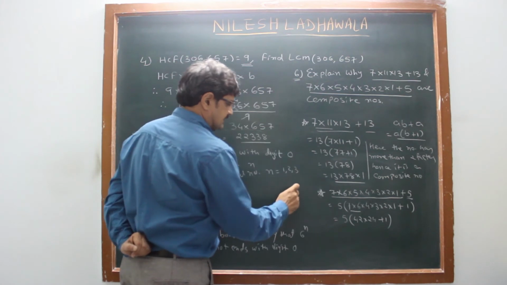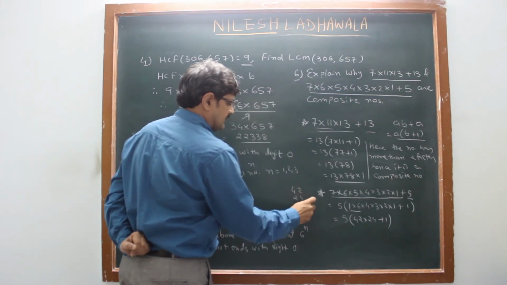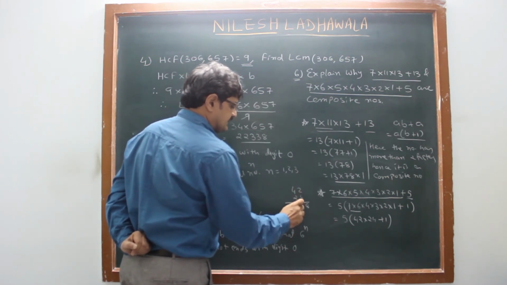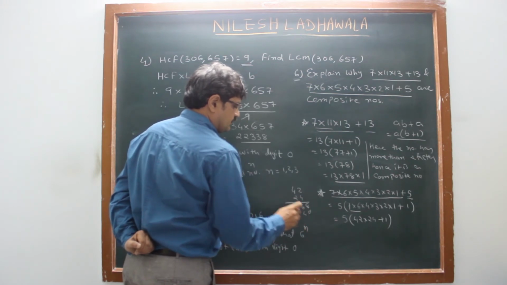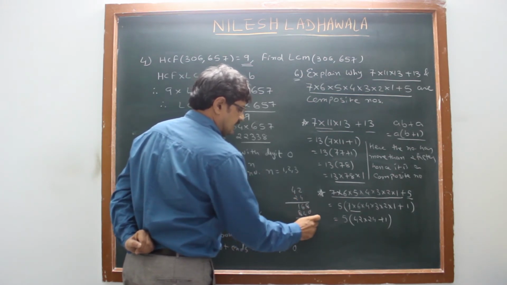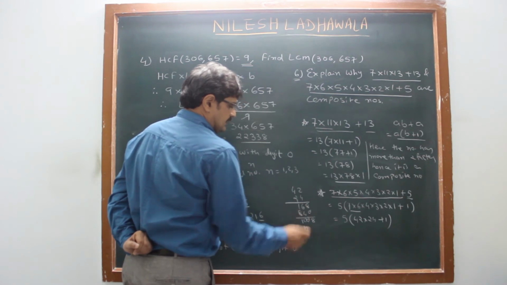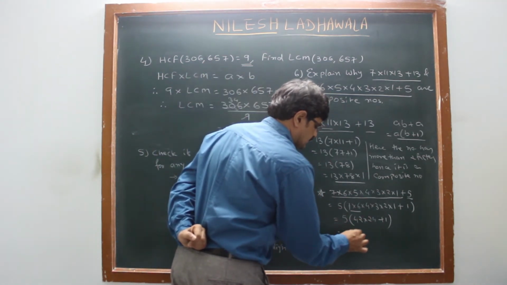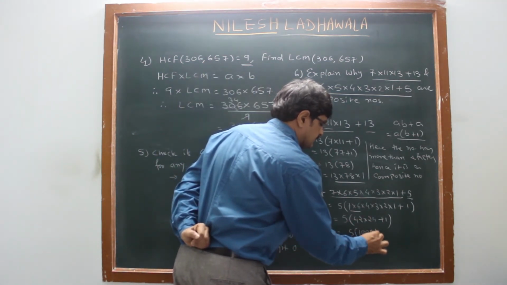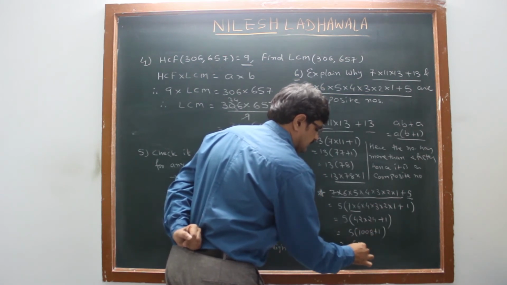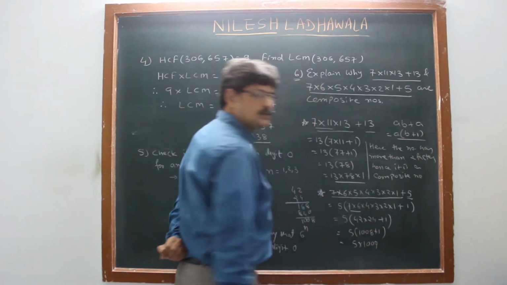I will multiply it separately. 42 into 24. 4 2s are 8, 4 4s are 16. 2 2s are 4, 4 2s are 8. It will be 8, 0, 10. It will be 1, 0, 0, 8 plus 1. That is 5 into 1, 0, 0, 9.